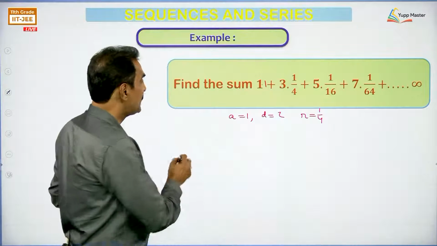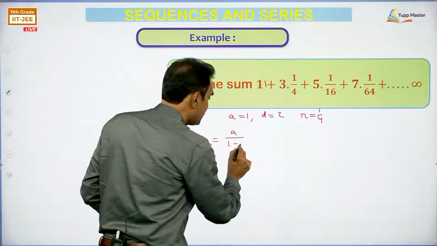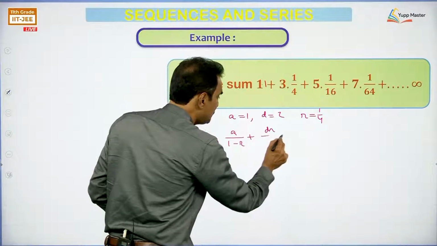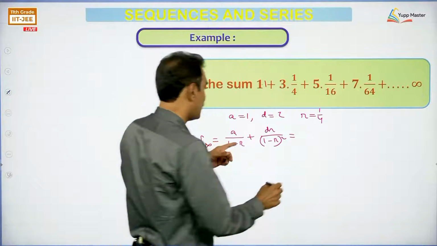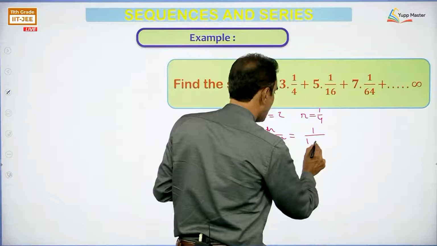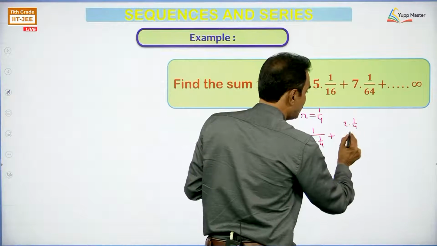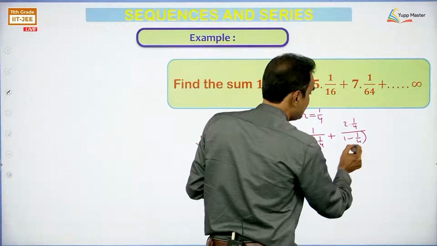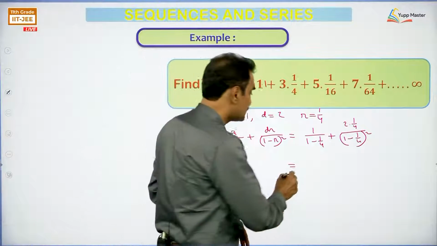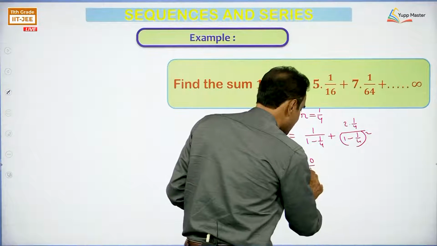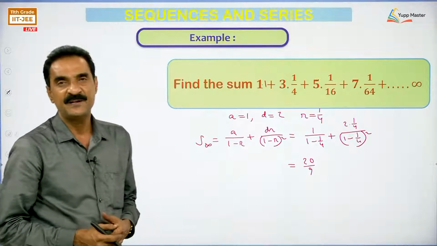Now, we can apply the formula for the sum of the series up to infinity. S infinity is equal to a by 1 minus r plus d r by (1 minus r) whole square, which is 1 by (1 minus 1 by 4) plus 2 into 1 by 4 by (1 minus 1 by 4) whole square. You know how to simplify it. If you simplify, you will get the answer 20 by 9. This is our answer, alright. It is a simple example for the sum of an infinite AGP.